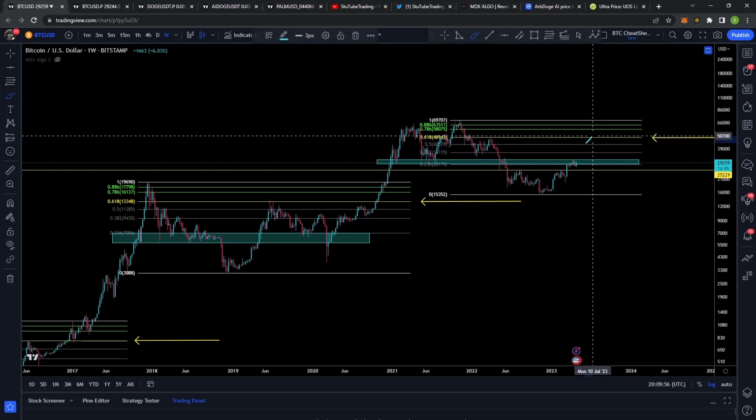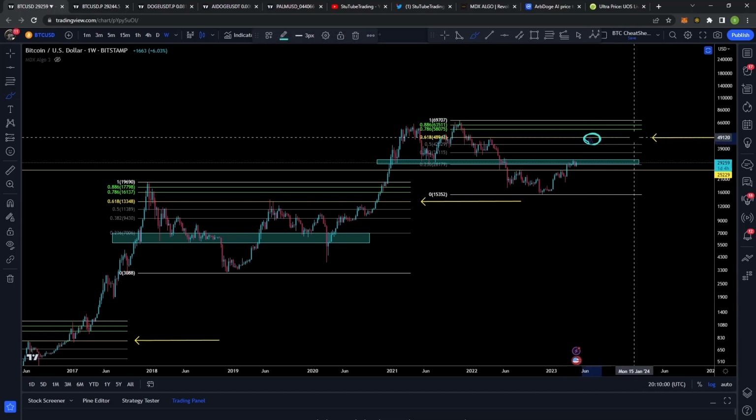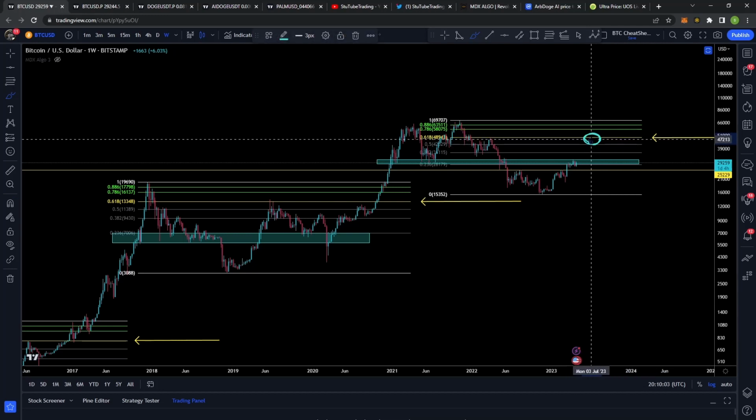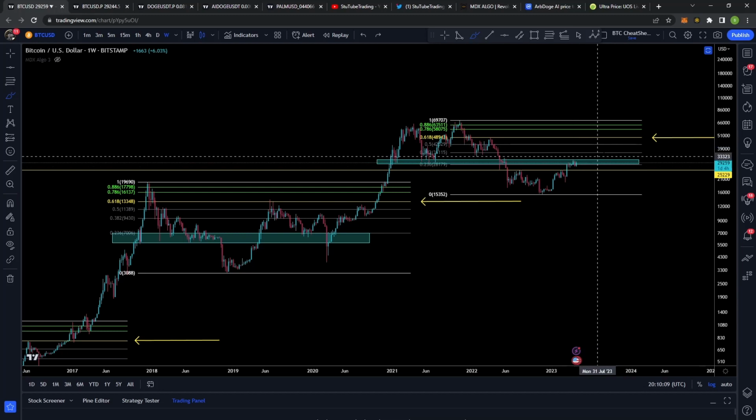And then I think that's where we come back down, face a harsh rejection, get a bull trap way up here where everybody's given up on the bull trap theory. And I personally think if we do hit that level, we see a harsh rejection and basically trade right back down to where we're currently trading.